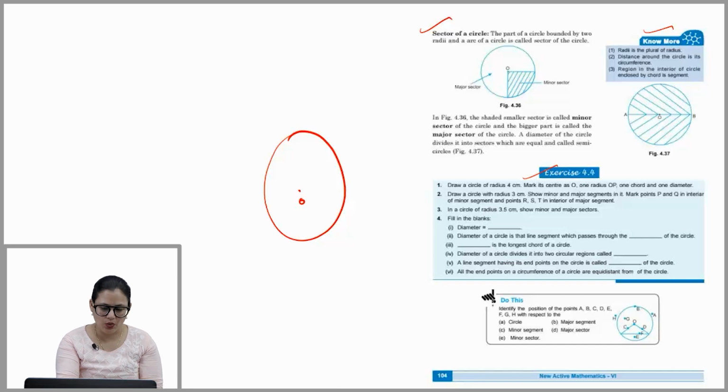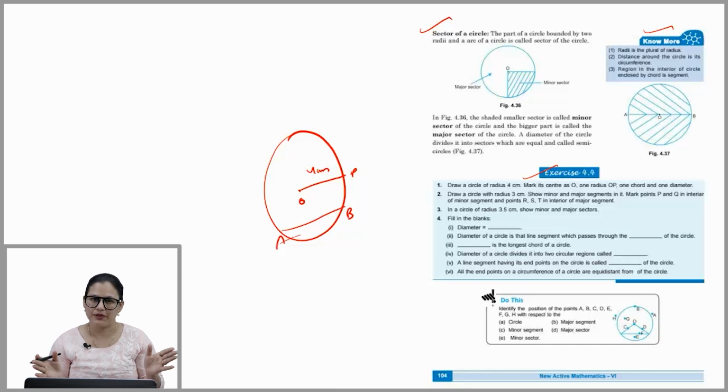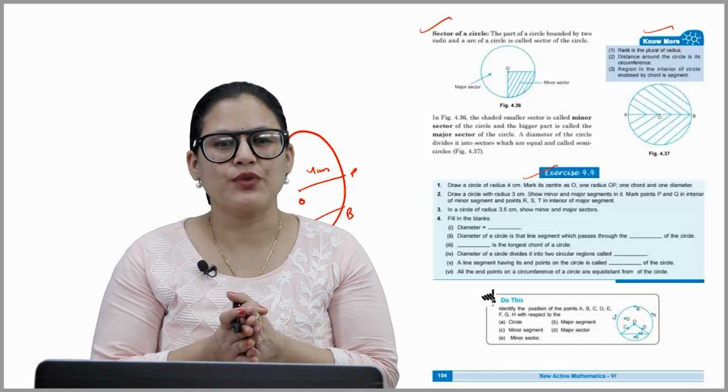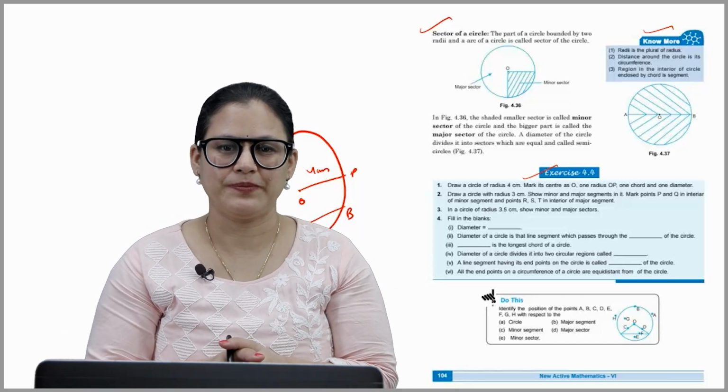One radius, that is OP, and this is of 4 cm. One chord, you can draw anywhere, any chord AB, and you can name it whatever you want to name it. Right, students? Now, you will practice the remaining questions by yourself.